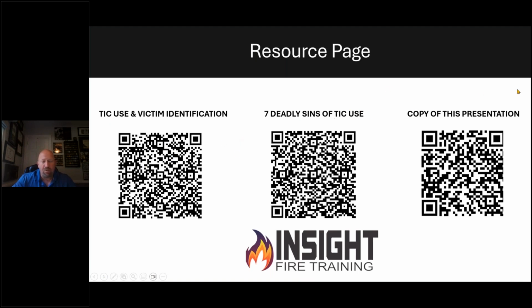We've got these resources for you to use. We highly recommend you do so. So we have the TIC use and victim identification article. We wrote one called the 7 Deadly Sins of TIC Use article, both of those in Firehouse Magazine. And I also have a copy of this presentation already in a Google Drive folder for you. If you'd like to use it, share it with your fire department. And I highly recommend you read the UL study on search and all the data about where you find the victim at and how you get them out. And it talks about taking them away from the thermal threat.